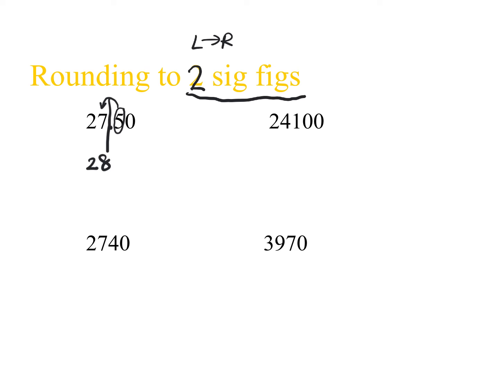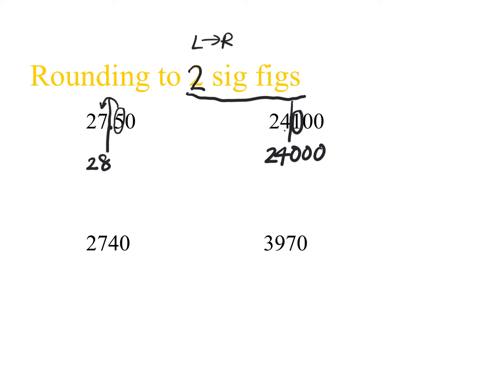Next, 24,100, 2 sig figs will be right at the 10,000's place. So we look at the number behind it, and it's less than 4, so we don't round up. It will be 24 instead of 25, right? So it's 24. We're not rounding the next digit up, but we can't leave it as 24. It used to be 24,100, right? So we need to replace all these places with 0, the placement zeros. So now it's 24,000.